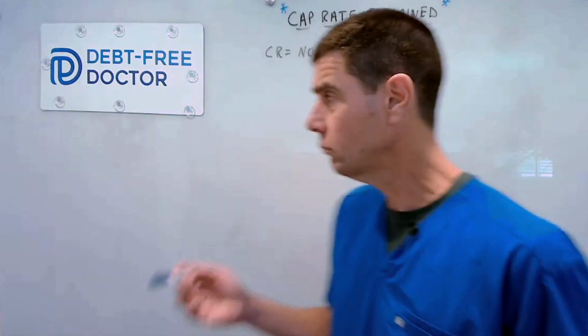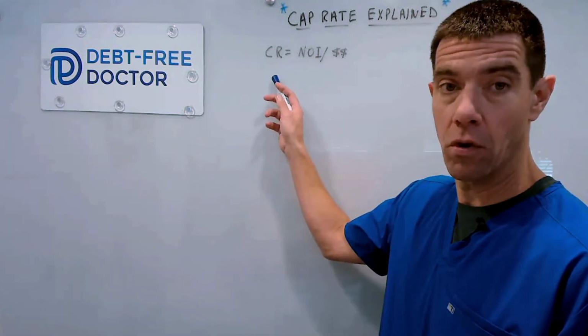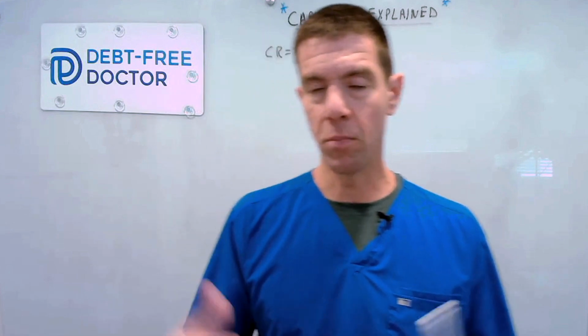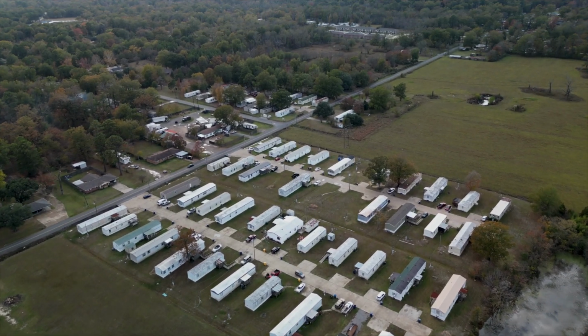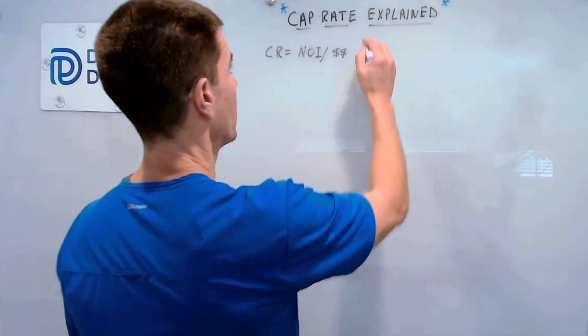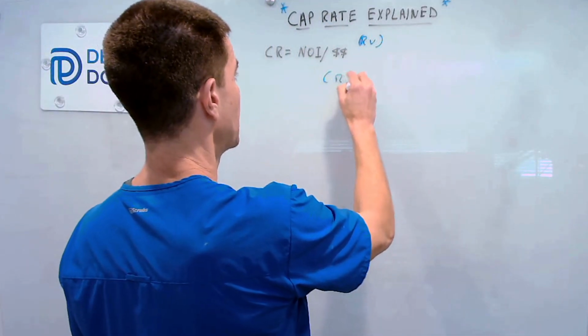All right, let's answer the first question. How do we calculate a cap rate? Simple. We use this formula. Cap rate equals the net operating income divided by the purchase price, or the property's value. I own a lot of RV parks and mobile home parks, so we're going to use that as an example. We're going to have an RV park and figure out what the cap rate is.